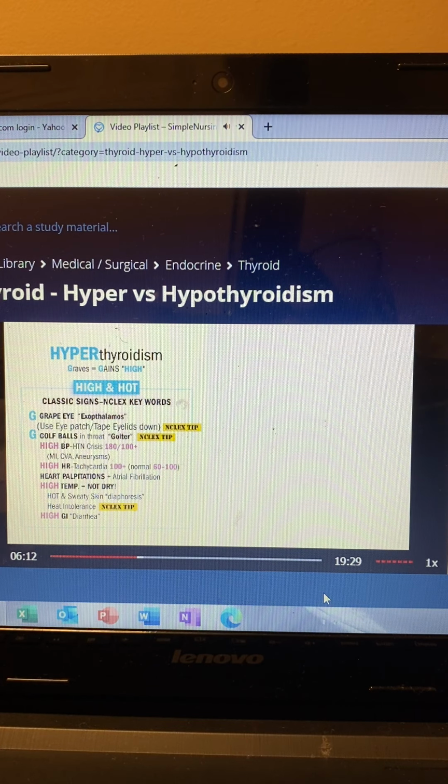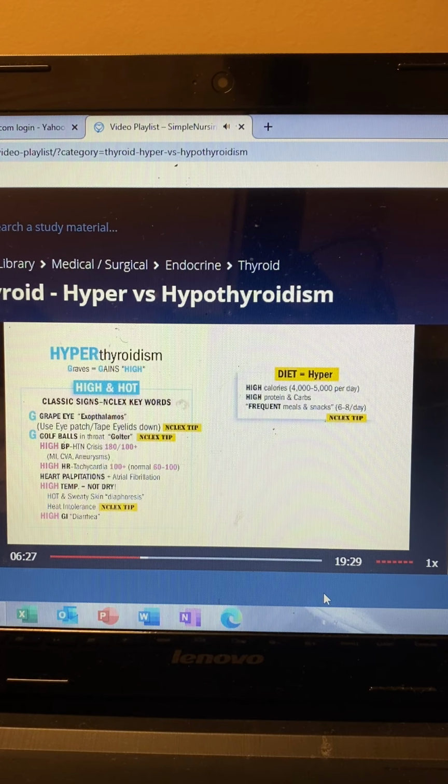Patients in hyper mode need a hyper diet with high calories, also high protein and carbohydrates. Now, big key word here, frequent meals and snacks, like 6 to 8 per day. Huge NCLEX key term. And guys, we also do the 3 big no-nos for the NCLEX. No high fiber, we need low fiber, unless the patient's constipated. Also, no caffeine, so no coffees, sodas, or teas. And lastly, no spicy food.